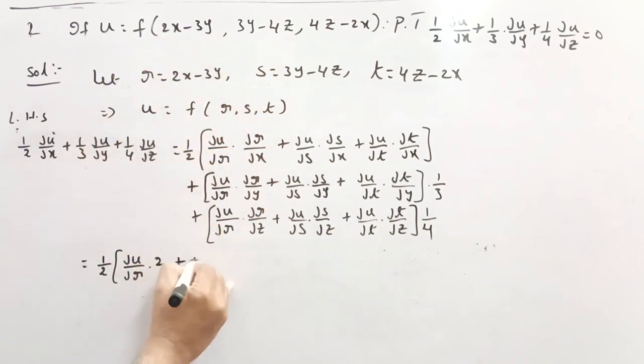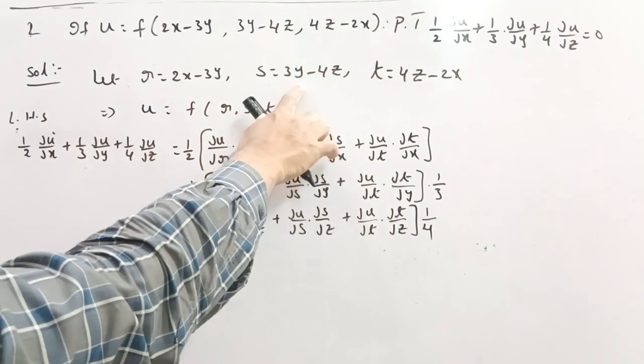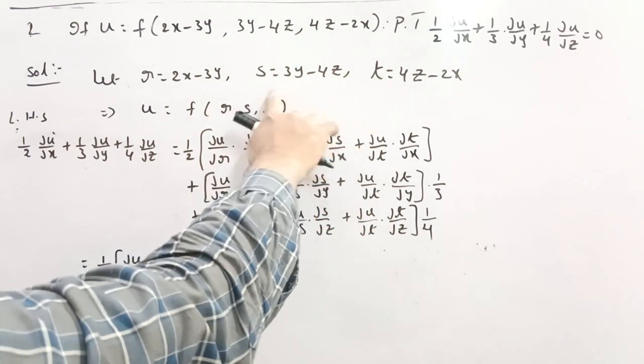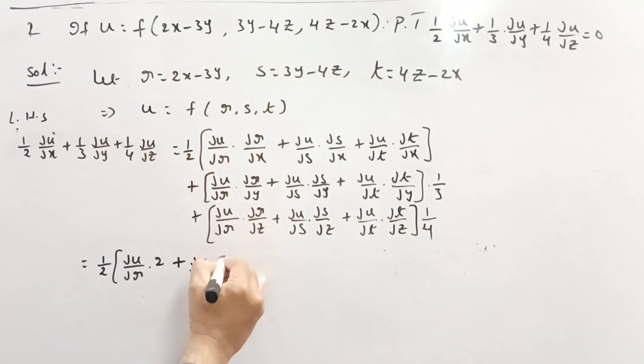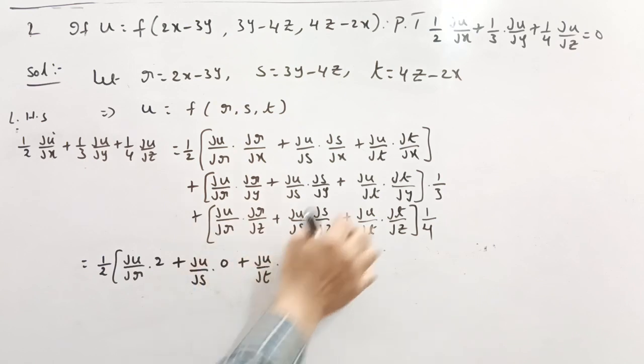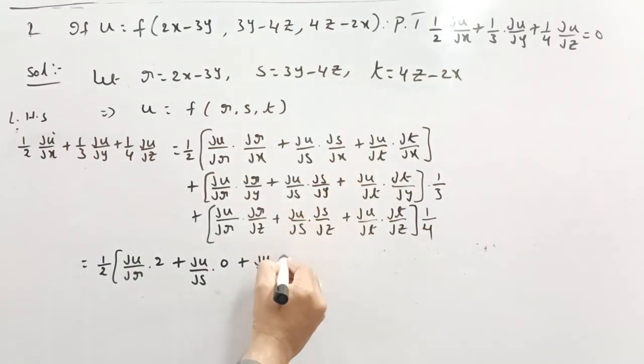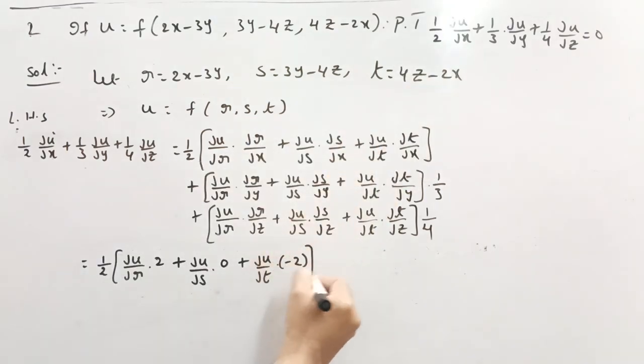Plus ∂u/∂s into ∂s/∂x. You have to differentiate with respect to x here. No x here, correct? There is no x here, it becomes 0. ∂u/∂t into ∂t/∂x. There is no x here, 0. x is 1, so what I get is minus 2, correct?